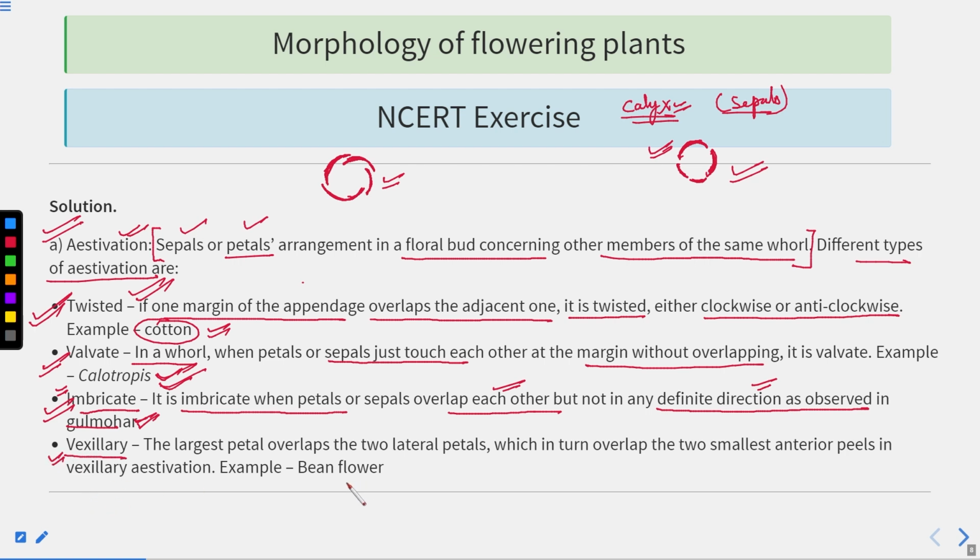Next, vexillary. Very important and very different. The largest petal overlaps the two lateral petals. This is the standard. It is overlapping the two adjacent petals on both sides. These are called wings, and the other two are joined together, forming a keel-like structure. This is called the keel. This is a very different type of estivation. The largest petal overlaps the two lateral petals, which in turn overlap the two smallest interior petals. These are the two smallest interior petals, and this is not like this.